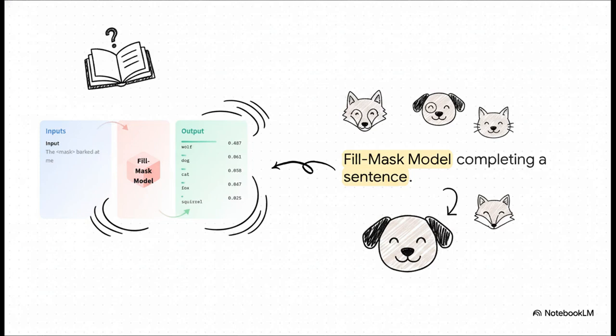Now, the second major task is completing composites. Imagine we have a sentence with a missing token, something like, "The blank barked at me." The model looks at all the surrounding tokens and has to figure out the most reasonable missing piece.